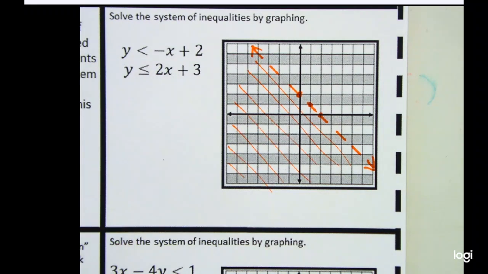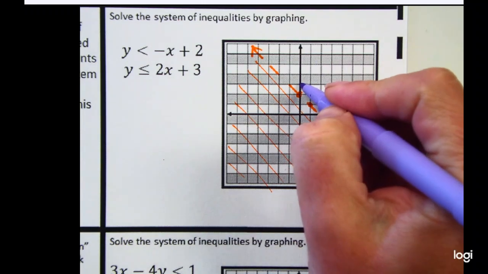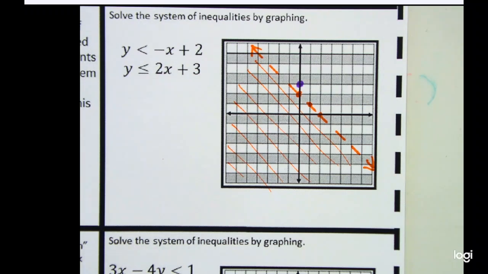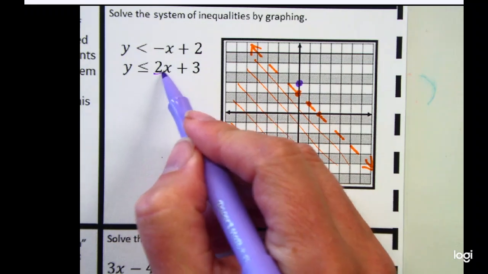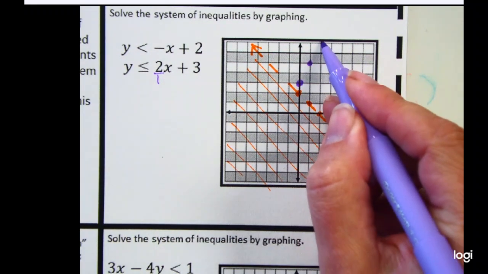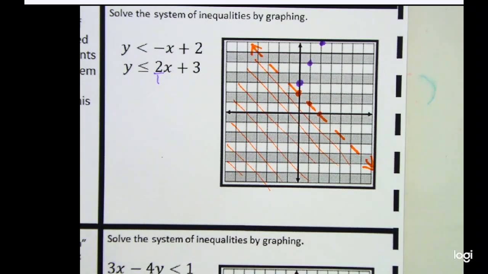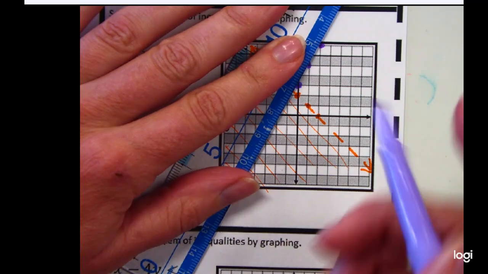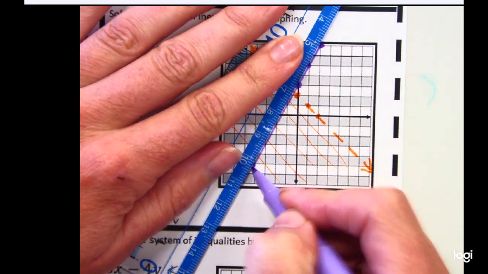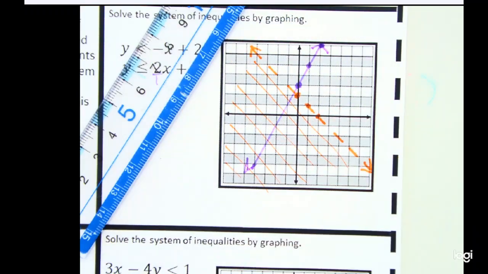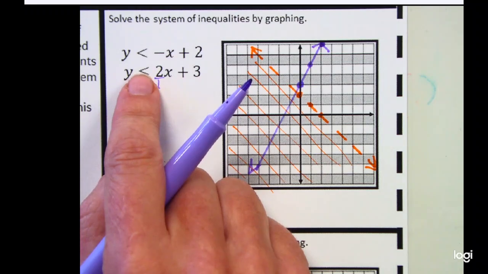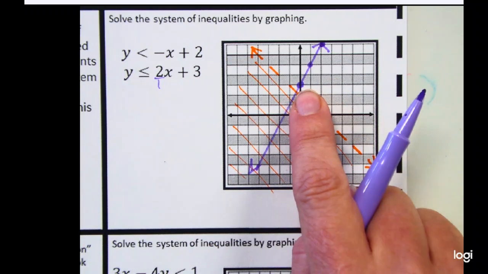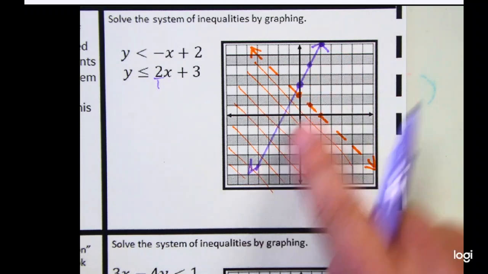What's our y-intercept? +3. So we're going to go up 3. What's my slope? Up 2 over 1. Solid or dashed? All right. And am I going slow enough? Yes. Which way would I shade? This one also says less than. So less than that y-intercept would be this way, right?